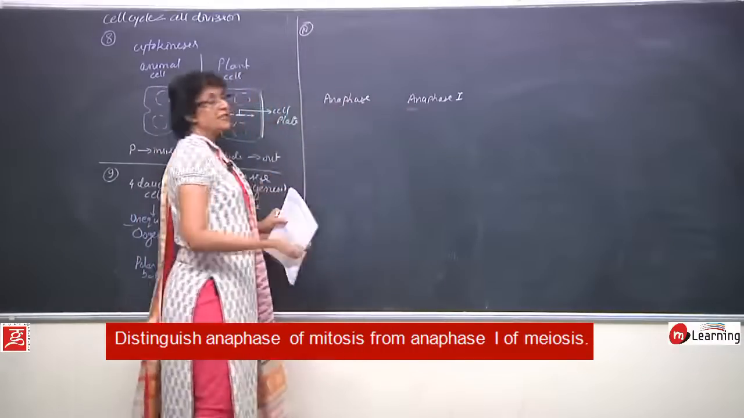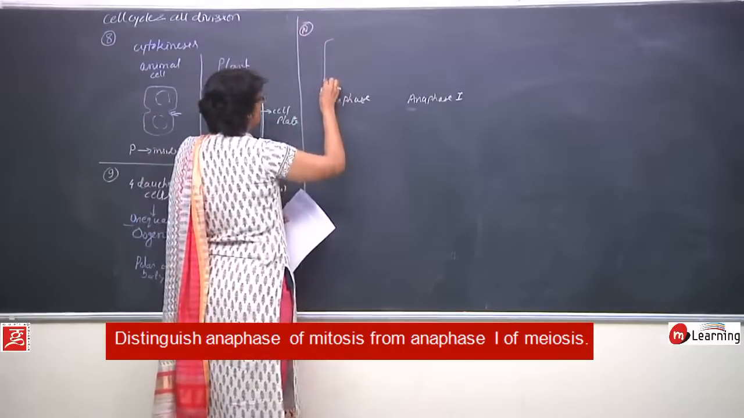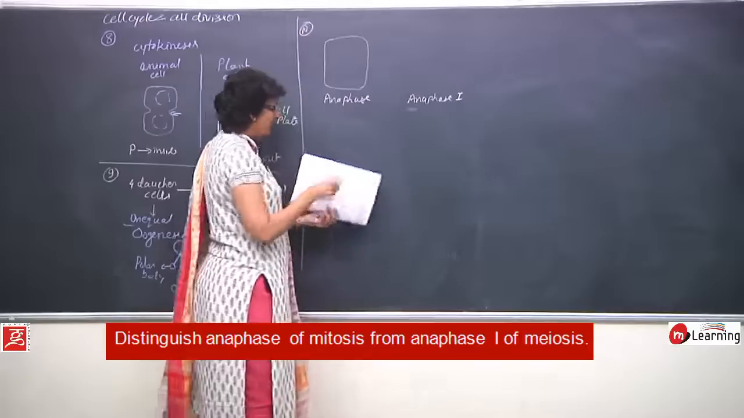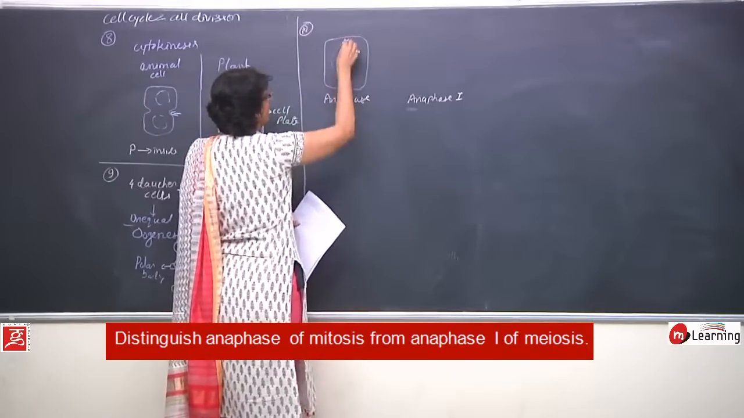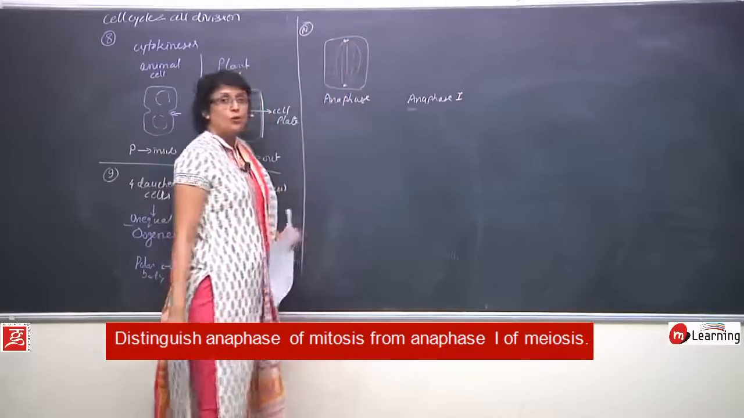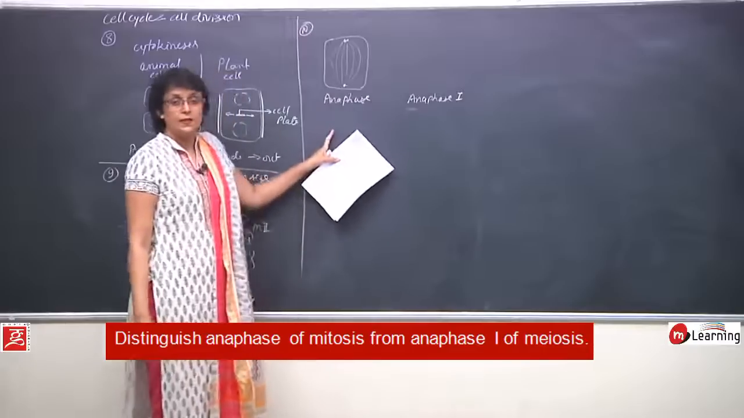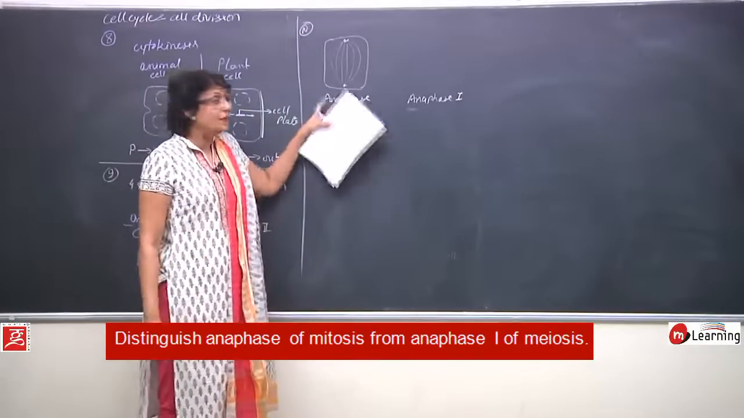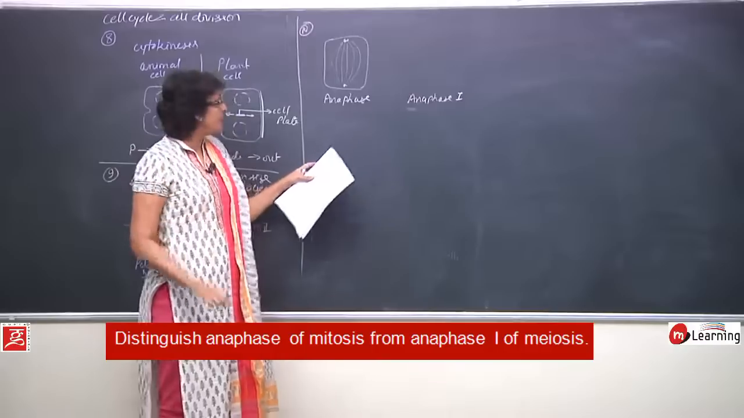Now, when anaphase is taking place, I am drawing a stage before that. That means I am drawing what has happened in metaphase. Spindle fibers are formed, and chromosomes will arrange on the equatorial plane. This is metaphase. Sorry, this is anaphase of mitosis. So, what has happened in the metaphase of mitosis? Those chromosomes have aligned on the equatorial plane.